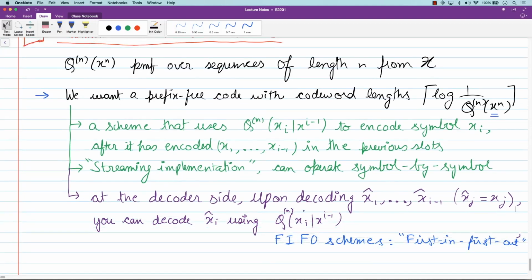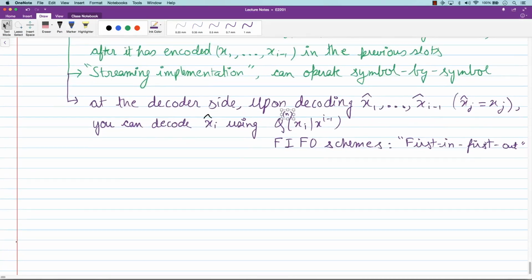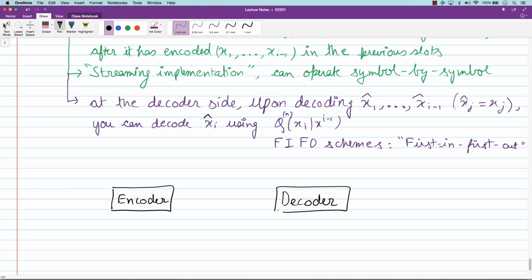Okay, let me try to draw a block diagram to show how this scheme actually works. So you have an encoder, and you have a decoder, and then there's a third entity, which is the model. So this is the operation at time t.